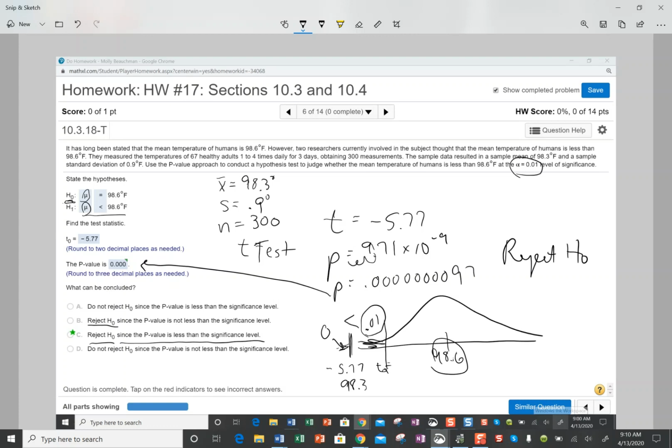And what that means is, even though it doesn't ask, it means that yes, there is evidence that the mean temperature for adults is less than 98.6. So rejecting H0, the null hypothesis, yes, it is less than. Okay? I hope that helps with conducting a hypothesis test.